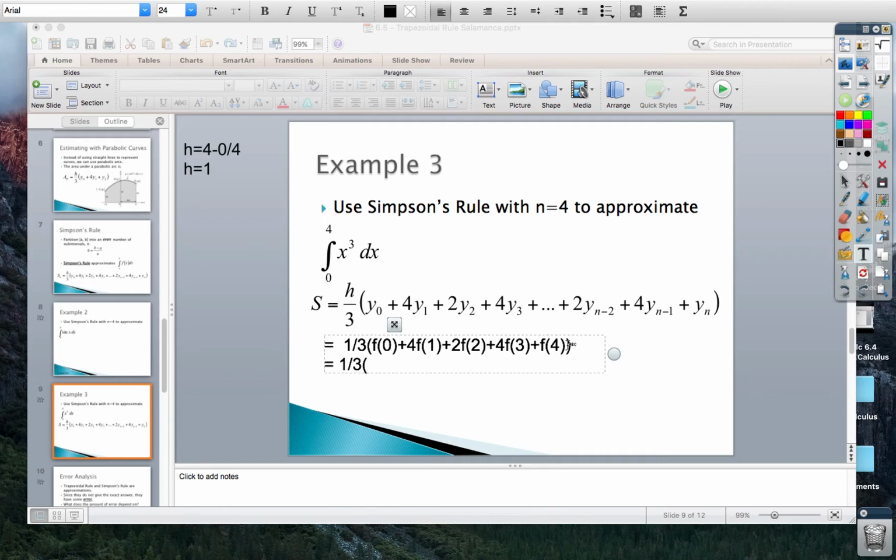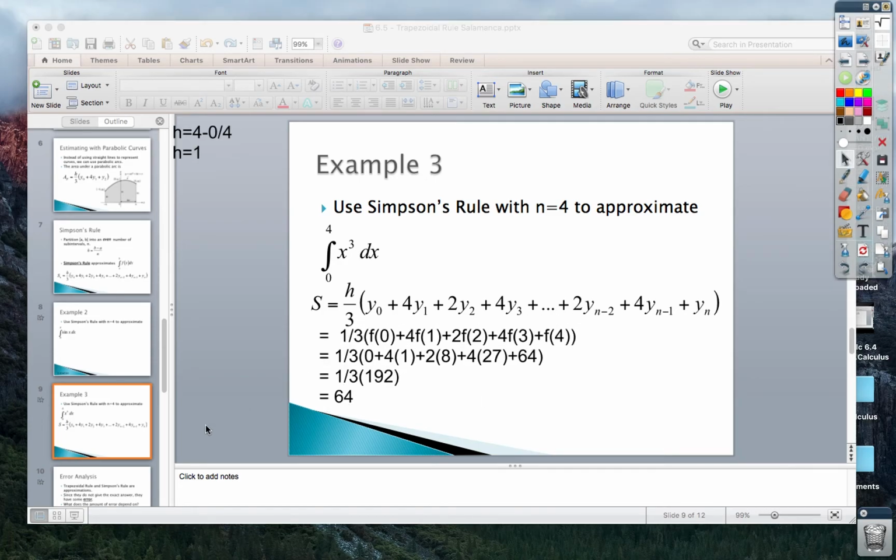So we now have 1/3 of 0 plus 4 times 1 plus 2 times 8 plus 4 times 27 plus 64. This becomes 1/3 of 192. And finally, we have 64 as our final answer. So this is how you do Simpson's rule. Shouldn't be too bad. And notice I did all of this by hand, except for the square root stuff, to be honest.